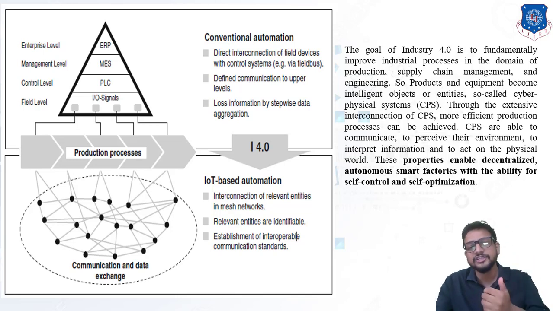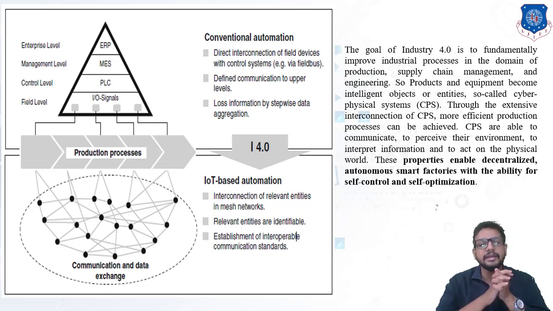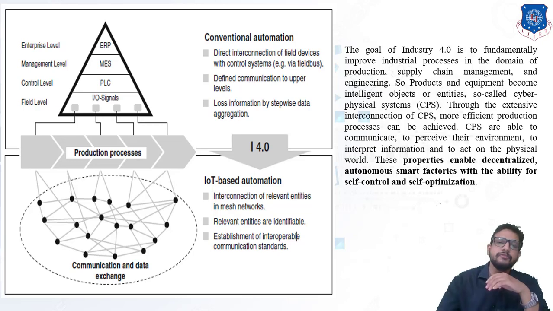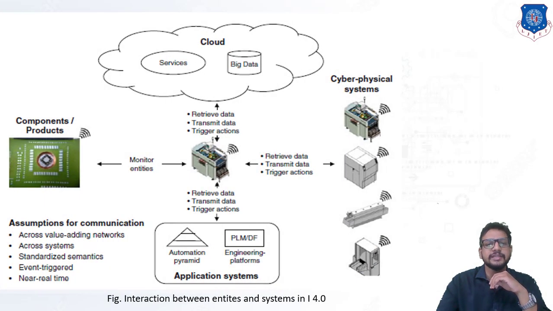In that, there is interconnection of relevant entities in a mesh network, the relevant entities are identifiable, and there is establishment of interoperable communication standards. Okay, so these properties enable decentralized autonomous smart factories with the ability for self-control and self-optimization. Now let us see how this electronic production is connected with our IoT, Internet of Things. So you can see a component or a product, that is an electronic device, shown over here.